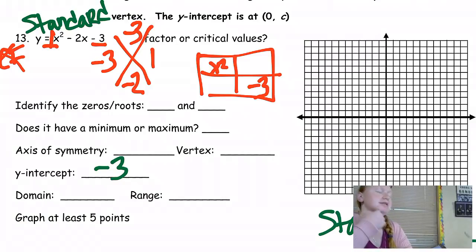Okay, so I'm continuing in our review packet. I'm looking at quadratics. I'm in the middle of my box, but I have some extra credit.